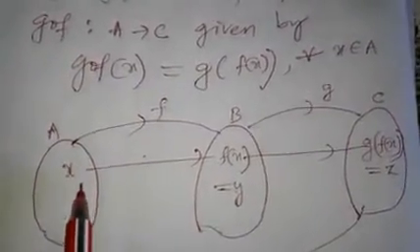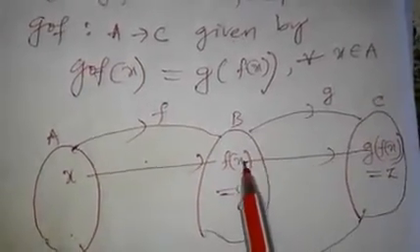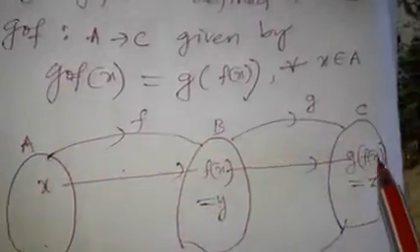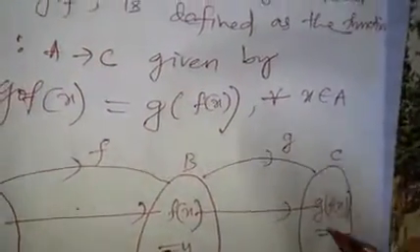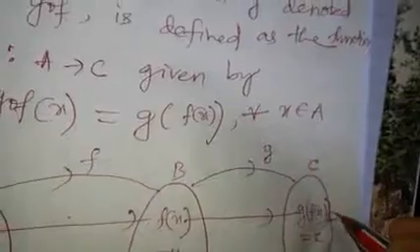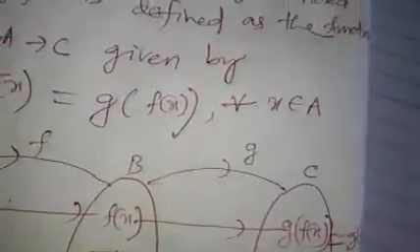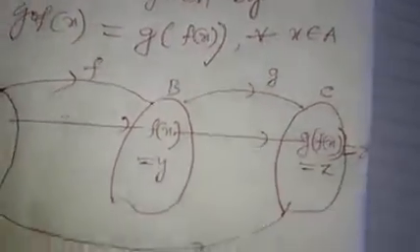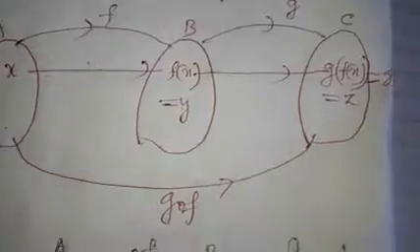So after putting x, we get f of x, that is equal to y, let. So after putting y, we get g of f of x, that is g of y. Which is equal to g o f of x, directly a to c.